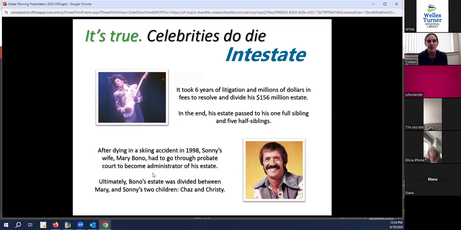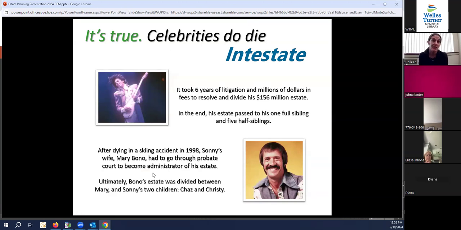So Prince, he died without a will, a tragedy and a loss for all of us. But no children. And what ended up ultimately happening is his estate passed to his siblings. He had one sibling with both of his parents, he had one half sibling, but there were people coming out of the woodwork saying they were Prince's children. There was DNA testing. It was a whole thing going on. And it was because he didn't have a will.